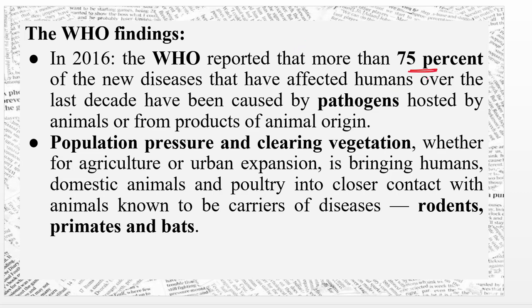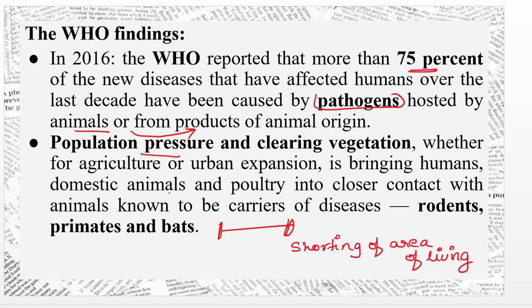So it is said that of the total number of new diseases that have spread, 75% have affected humans. This is because the pathogens, or disease-causing organisms, have been hosted or vector-borne by animals or from the products of the origin of these animals. Now, humans and these animals need to come together and stay in close contact because of the shortening of living area. Increasing population and the clearing of vegetation have made domestic animals and human beings come close and stay together in a small area.